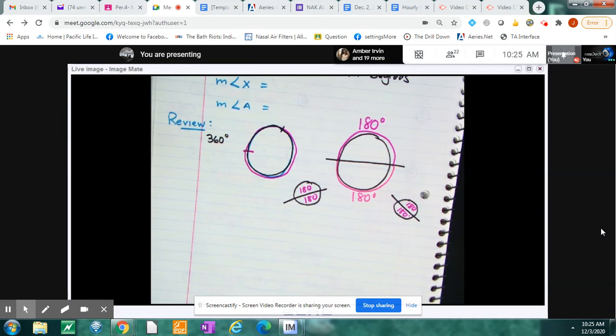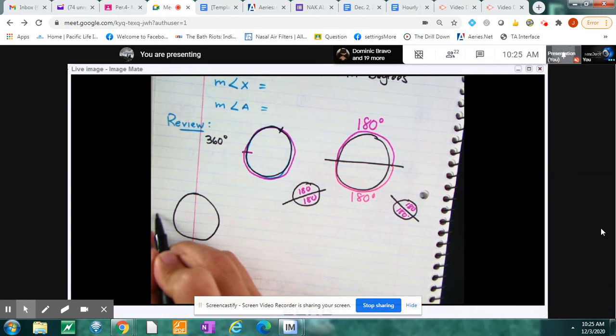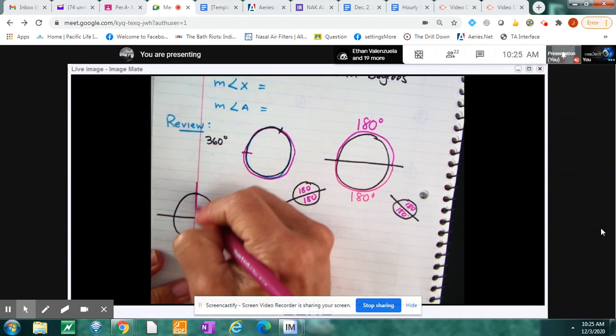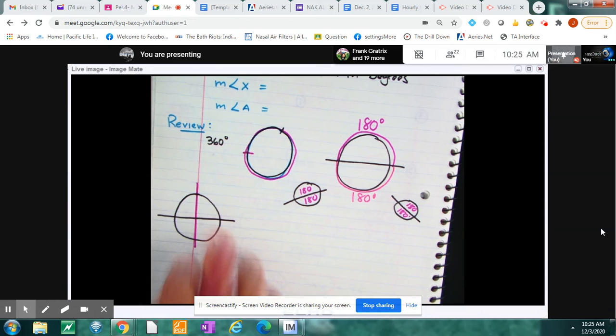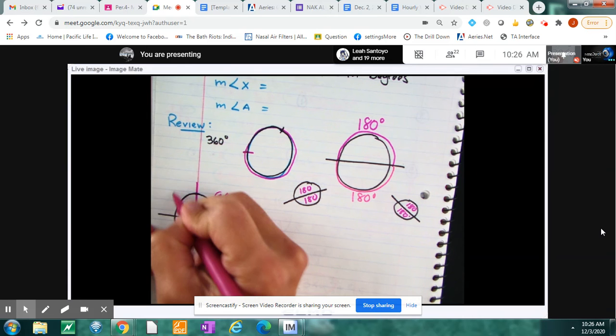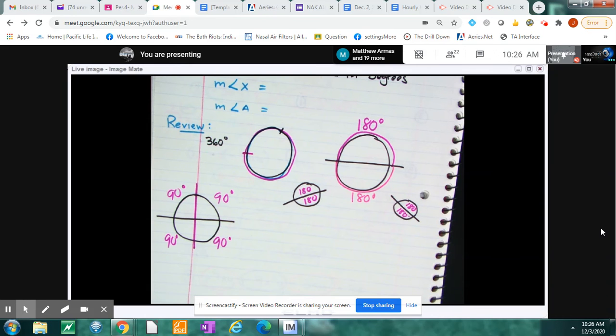Now the next one is, can we break down the 180? So 360, 180. Let's break it down more. We did half, now let's break that into half. So I'm going to cut that. And now if we take one piece of it, but there are four pieces, how many degrees is each piece? 90 degrees. This is just a review of what you should already know. Some of you probably forgot, it's okay. So this is 90, 90, 90. That's 90 degrees because 90 plus 90 plus 90 plus 90 is 360, or 90 times 4 is 360.